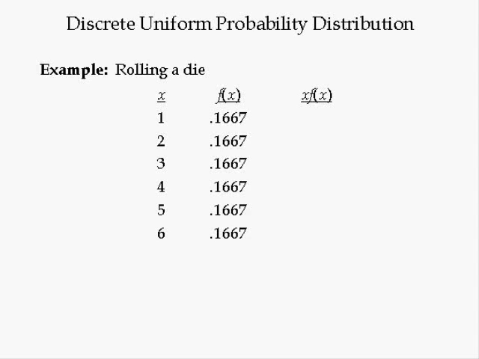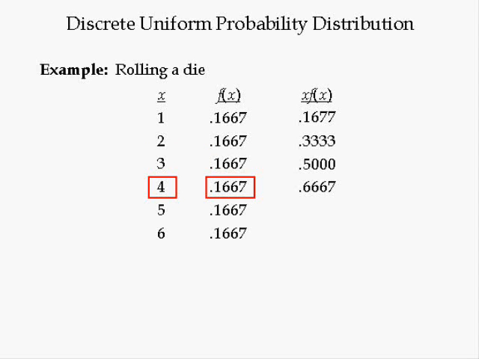Recall that we can compute the expected value of any discrete random variable. The expected value is computed by summing up the products of the values of the random variable and their respective probabilities. In the table below, we compute 6 such products. The first is 1 times its probability of 0.1667, which equals 0.1667. 2 times its probability of 0.1667 equals 0.3333. 3 times its probability of 0.1667 equals 0.50.